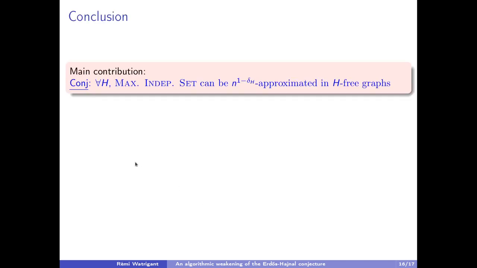So as a conclusion, I would say that the main contribution of the paper is the conjecture we introduce, the algorithmic weakening of the Erdős–Hajnal conjecture, which is that for every graph H, the maximum independent set problem can be n to the power of 1 minus delta H approximated in H-free graphs for some constant delta H positive. I will simply mention two open questions. So we have seen that this is strictly simpler than the constructive Erdős–Hajnal conjecture.